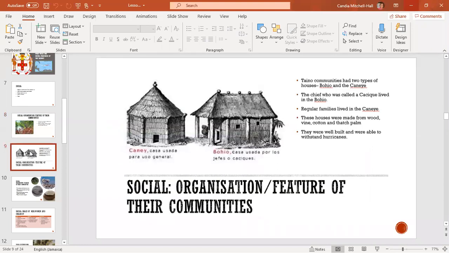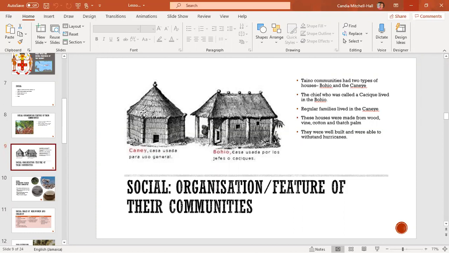Now, ladies, if you should go into a Taino village, there were two types of houses, the Bohio and the Caney. The cacique lived in the Bohio, which is this one here, if you follow the cursor on my screen. This house usually is rectangular, not all the time, but in most cases it was a rectangular-looking house. And regular people lived in the Caney.